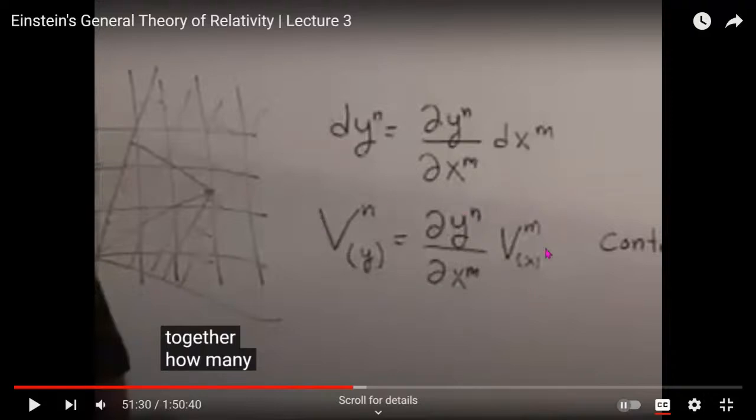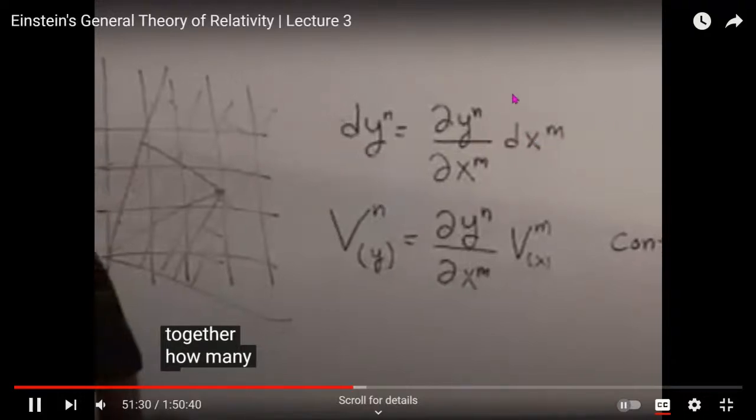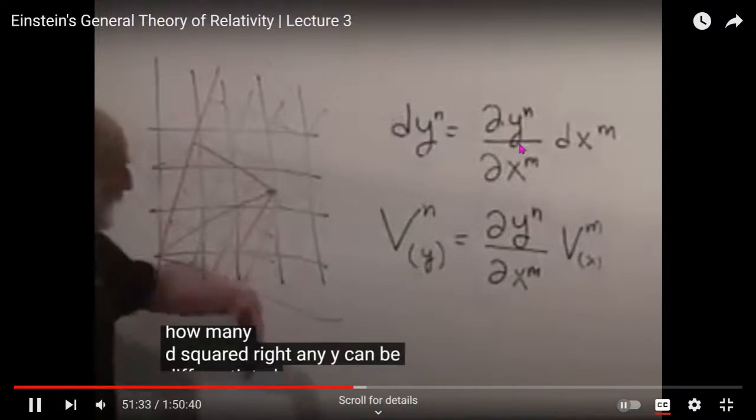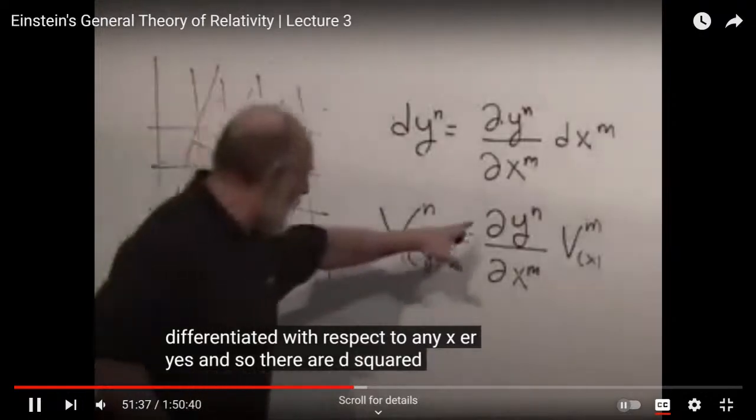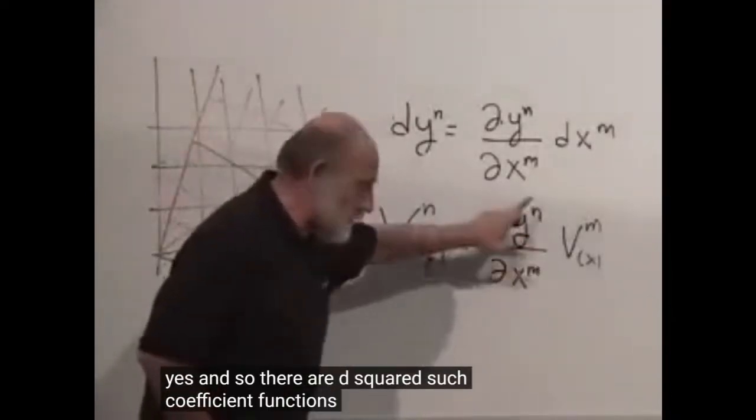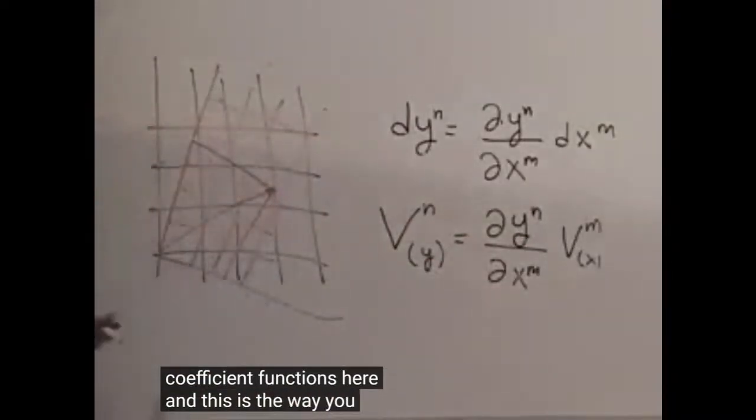This is the vector notation, and when you write it out in full, you're going to get 16 terms. Any y can be differentiated with respect to any x. So if it's 4 dimensions, time and 3 space, 4 times 4 is 16. So there are d squared such coefficient functions here, and this is the way you transform a vector.